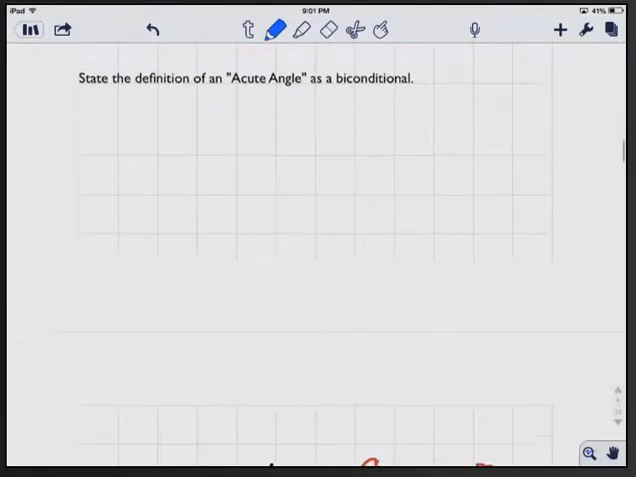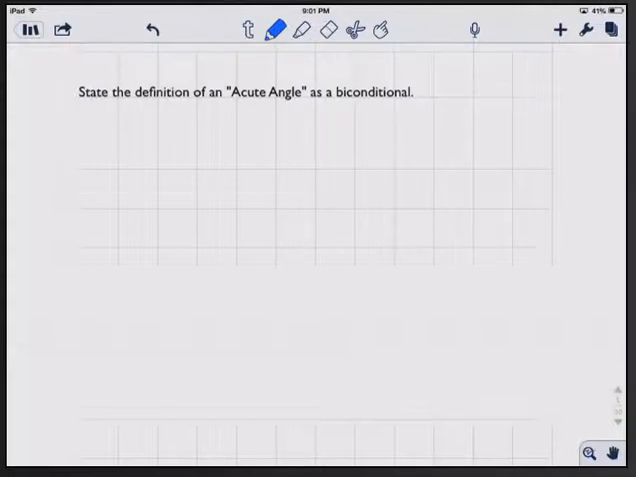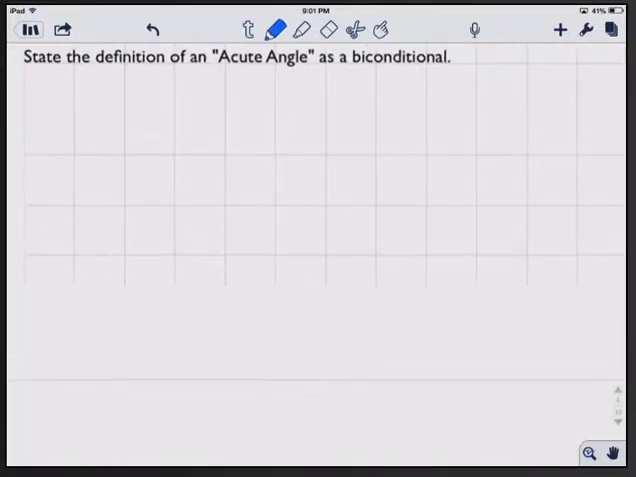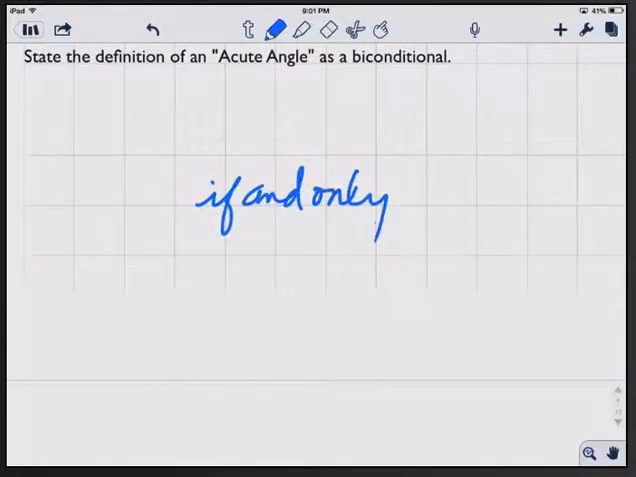Next thing we have to do is state a biconditional sentence. A biconditional is a sentence that puts two conditional sentences together by having the phrase if and only if in the middle of it. So we're going to have a phrase in front of that and a phrase after that. And they're completely interchangeable. So if we tried stating the definition of an acute angle in if-then form, we could say if an angle is an acute angle, then its measure is less than 90.